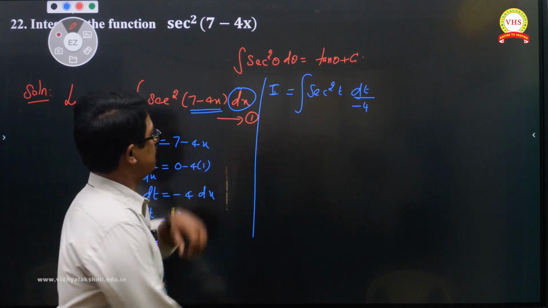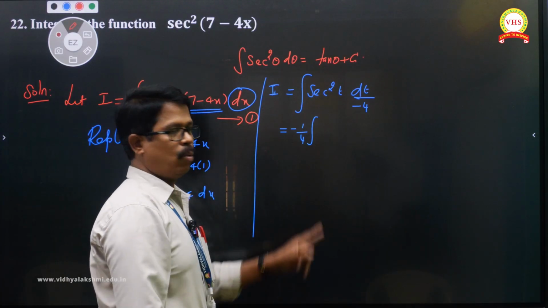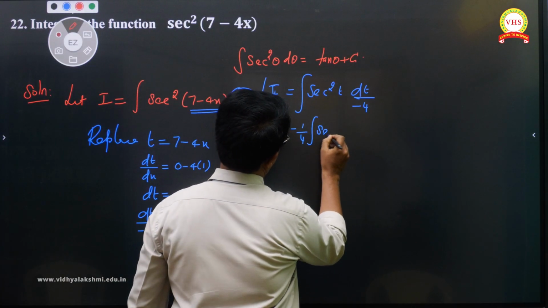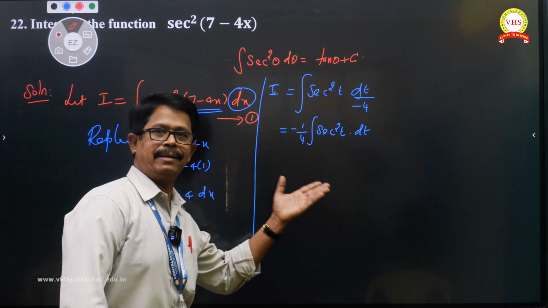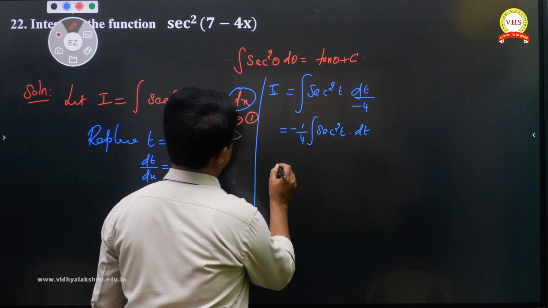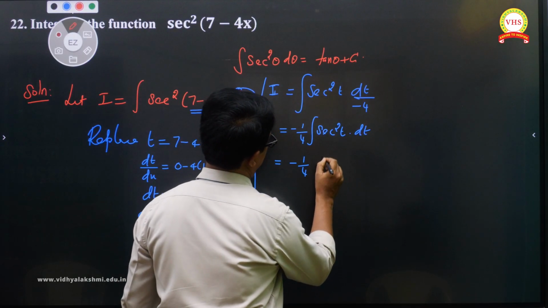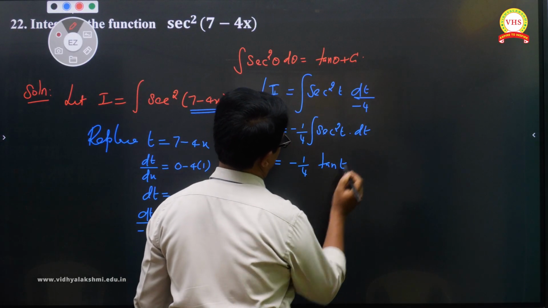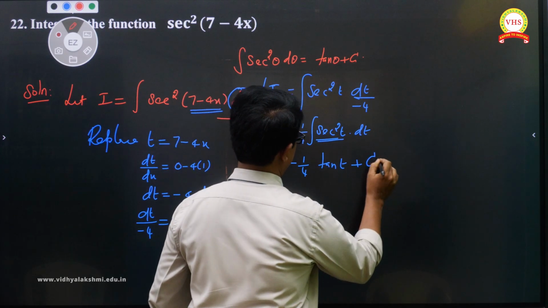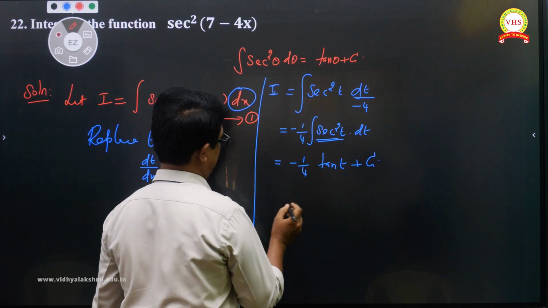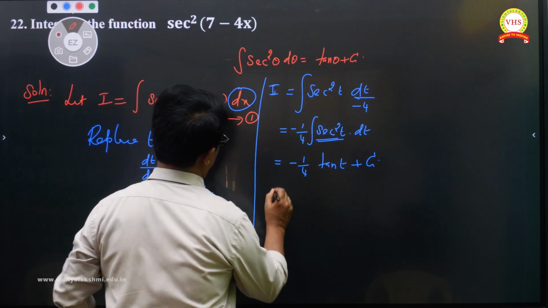Any doubt? Now the constant minus 1 by 4 is taken outside. What's remaining inside the integral? Secant square t into dt. Now we can write the direct formula: minus 1 by 4 into the integral of secant square theta, that is tan theta. The integral of secant square theta becomes tan theta plus c. Yes, this is the completion of the integral, but we need to replace the t value.